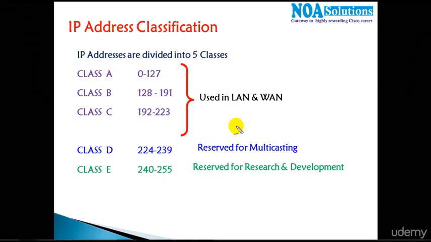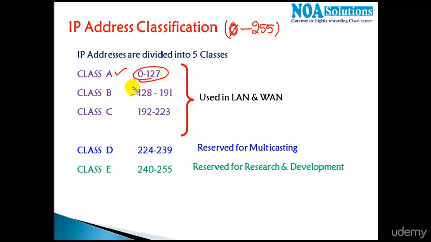Now the range we have discussed, the range of the IP address from 0 to 255, is further classified into classes. We call them 5 classes. Any address coming within the range of 0 to 127, we call an A class address, and any address within 128 to 191 is referred to as a B class address, and any range within 192 to 223 is referred to as a C class address, and then class D and class E.